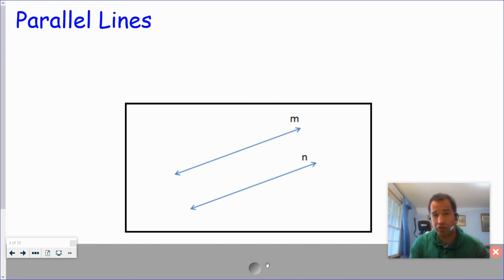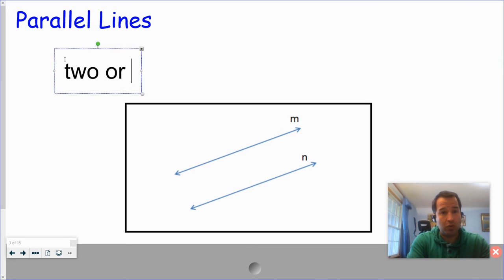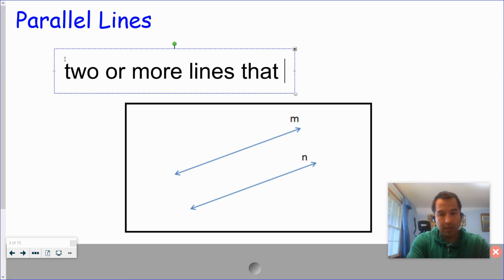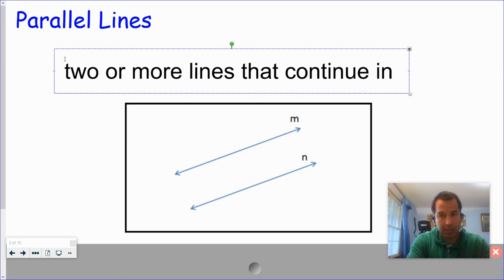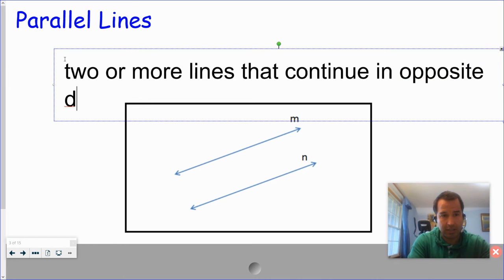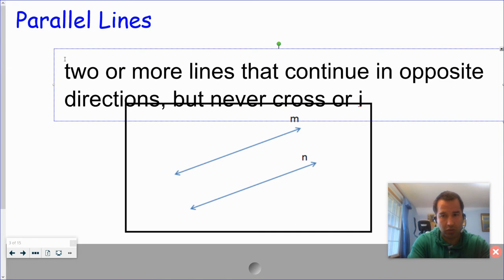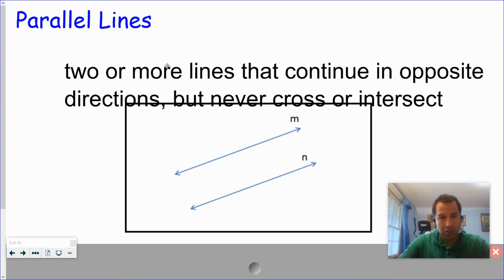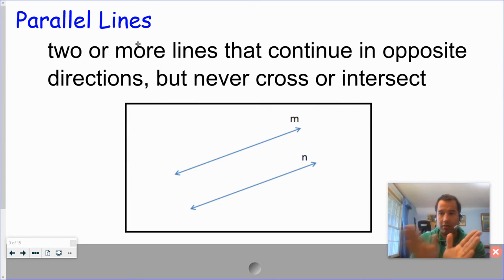Okay. Now, I'm going to try writing some stuff down. Definitions are pretty easy for me to do, so I'm actually going to type those. So here we go. Two or more lines that continue in opposite directions, never cross or intersect. Okay. Two or more lines that continue in opposite directions. So it can go this way and this way. So opposite directions, but never cross or intersect. The perfect example of that is railroad tracks. Okay. So for the most part, railroad tracks will continue.